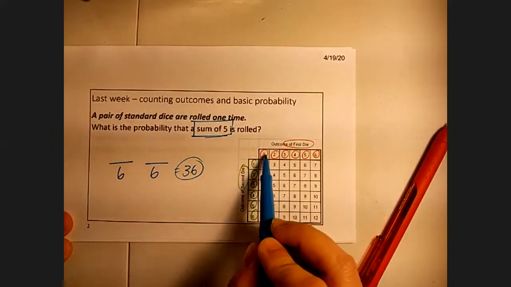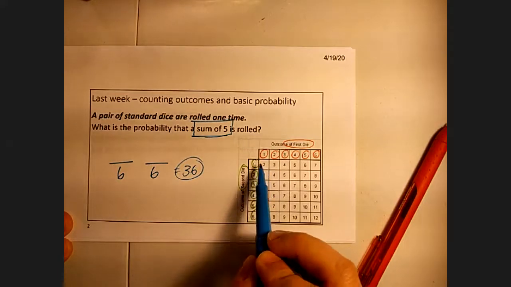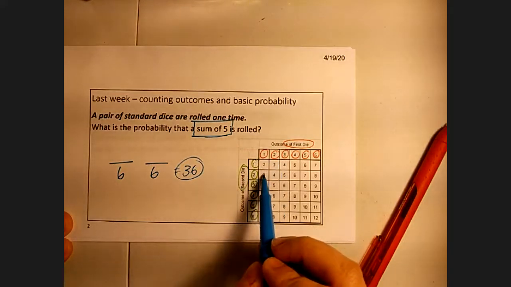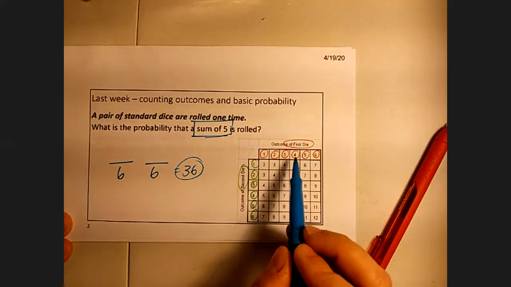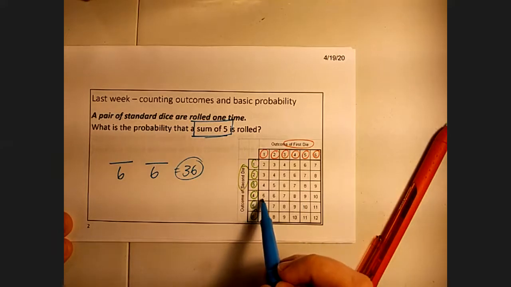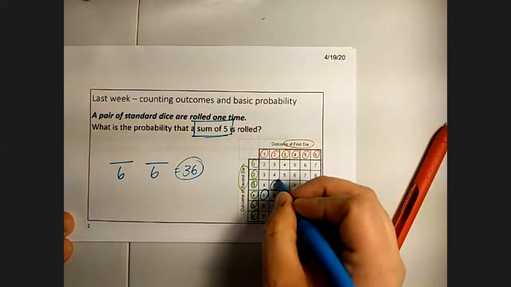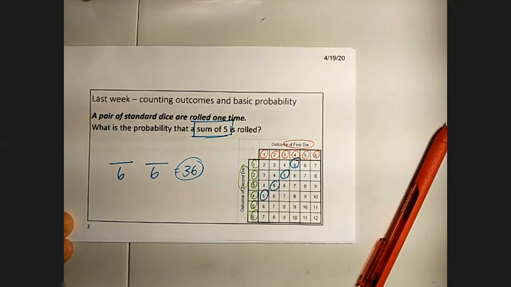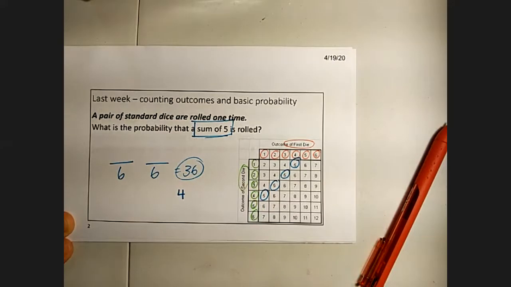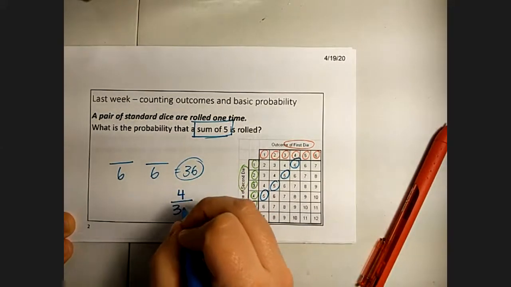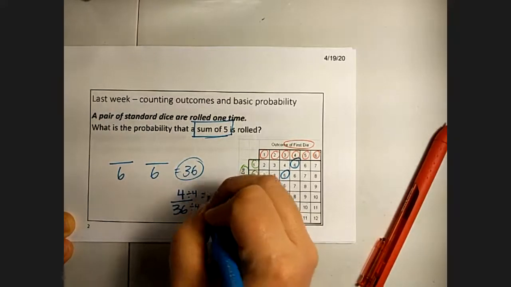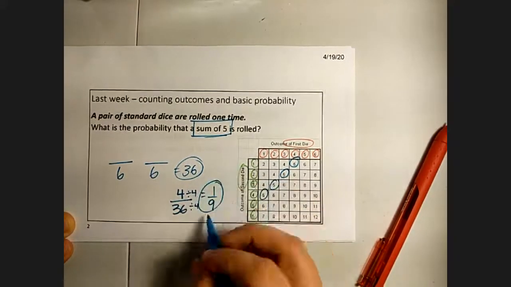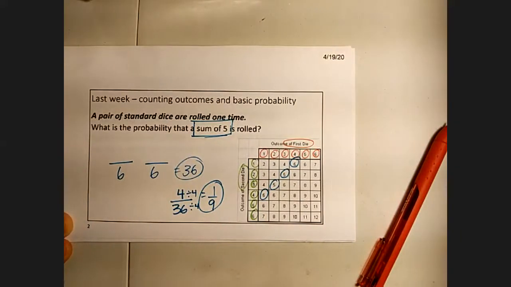If we rolled a 1 and a 1, we would have a sum of 2. If we rolled a 2 and a 1, we'd have a sum of 3. That can happen 2 different ways. To have a sum of 4 could happen 3 different ways. To have a sum of 5, which is what we care about, can happen 1, 2, 3, 4 different ways. So that means we have 4 possible ways of getting a sum of 5 out of 36 total possibilities. Dividing both by 4 to simplify your fraction, you end up with 1/9 of the time you end up with a sum of 5.